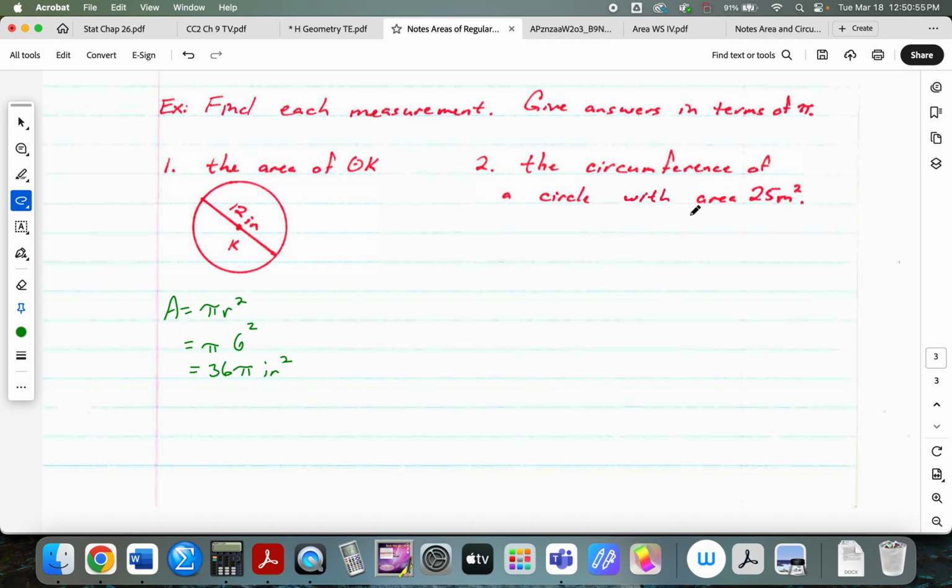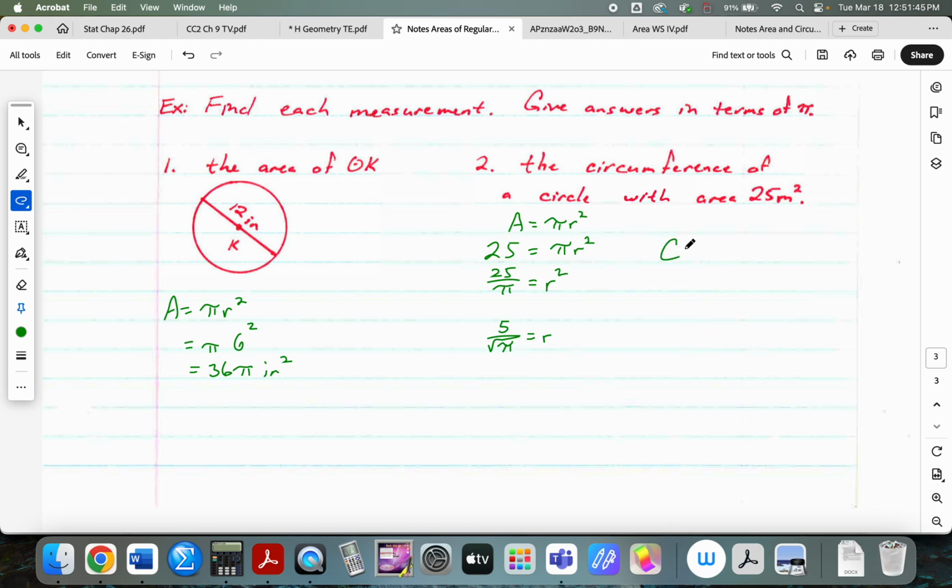And then here, the circumference of a circle with an area of 25 square meters. So we start with the area because that's what they gave us. So if the area is 25, in order to solve this for the radius, we'll need to divide by pi first. So that's 25 over pi is equal to r squared. Take the square root of both sides. The square root of 25 is 5. The square root of pi is, well, the square root of pi. So the radius is the spectacularly ugly 5 over the square root of pi.